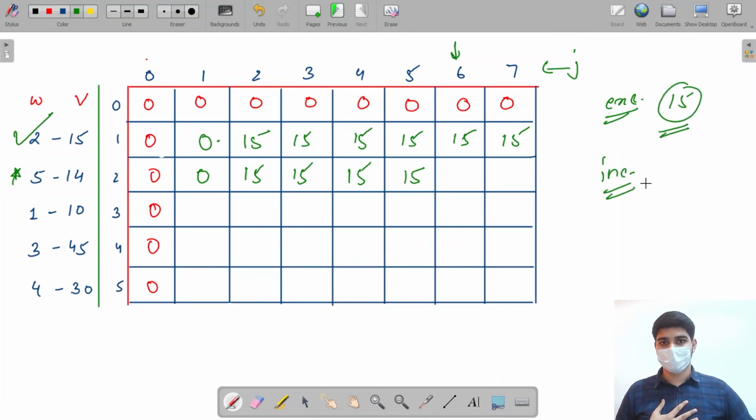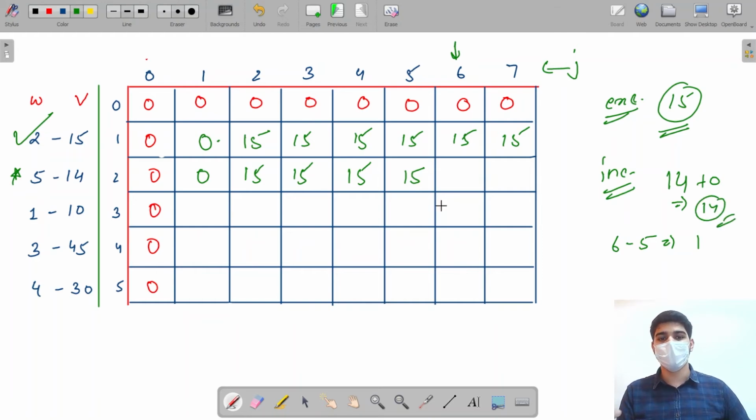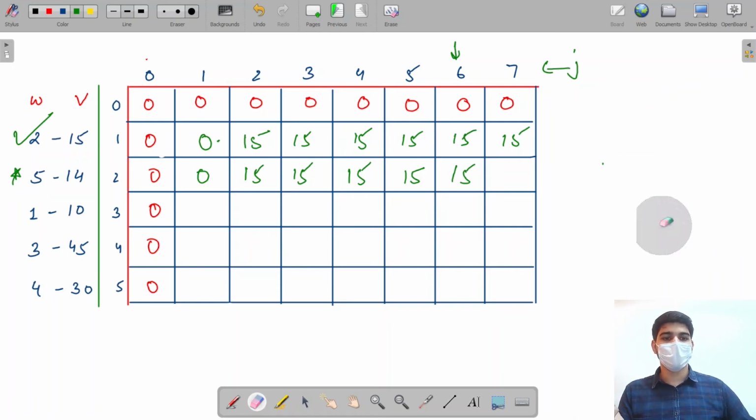What if I include myself? If I include myself, I would surely get 14. And with the remaining capacity, that is 6 minus 5, remaining capacity of 1, what was the maximum value that was generated? The maximum value that was generated was 0 again. Right? So 14 plus 0 gives me 14. 15 versus 14, again, it's better if I exclude myself, right? So I hope you see what we are doing is we are checking for inclusion and exclusion, and where we get the maximum value, I am doing that for the particular item, right?